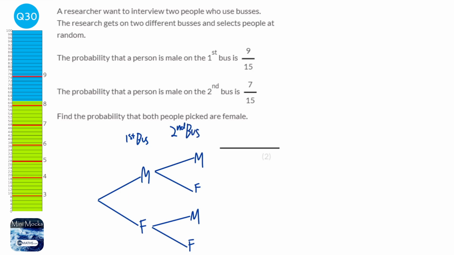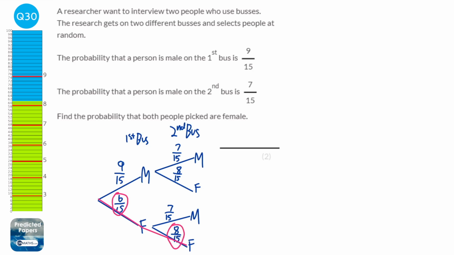So the probability of male on the first bus is 9/15. And therefore the probability of female is 1 minus 9/15, which would be 6/15. Male on the second bus is 7/15. And so female would be 8/15, because they need to add up to 1. And it's independent, so these will be the same. And the question is basically asking what is the probability that both will be female. So to have both female, we need to have gone down this line at the start and then this line again. Okay, so looking at the fractions along the way, it's 6/15 and 8/15.